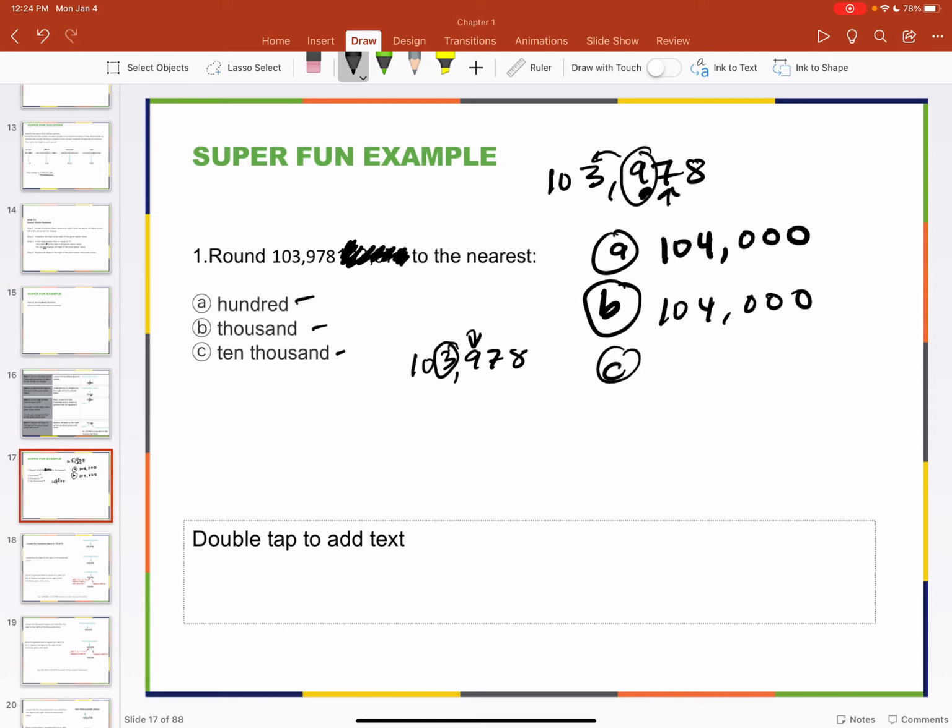Okay, and then here, the nearest 10,000. So let me just write the number again. Okay, this is the 10,000s place. I look at this one, so I'm rounding this, and I'm looking at this to see if I go up or down. It's 3, which is below 5, so I stay the same. So then everything becomes, this is a 3. This stays the same, so this 0 stays the same, and then everything else becomes zeros. Okay, so that would be 100,000.